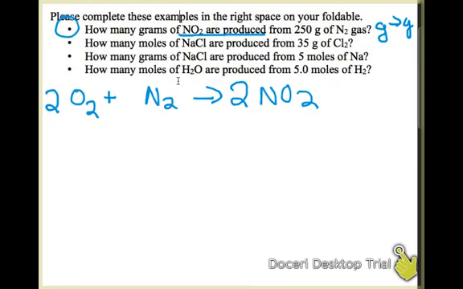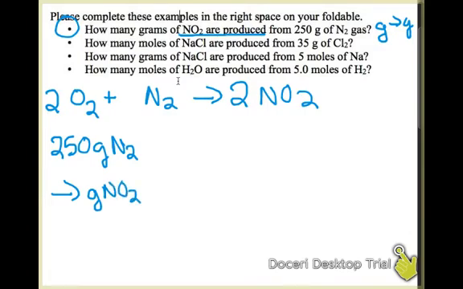The first step in every single conversion is to write down what we are starting with. So we're going to write down 250 grams of N2. Okay, where are we going? We are going to grams of NO2.